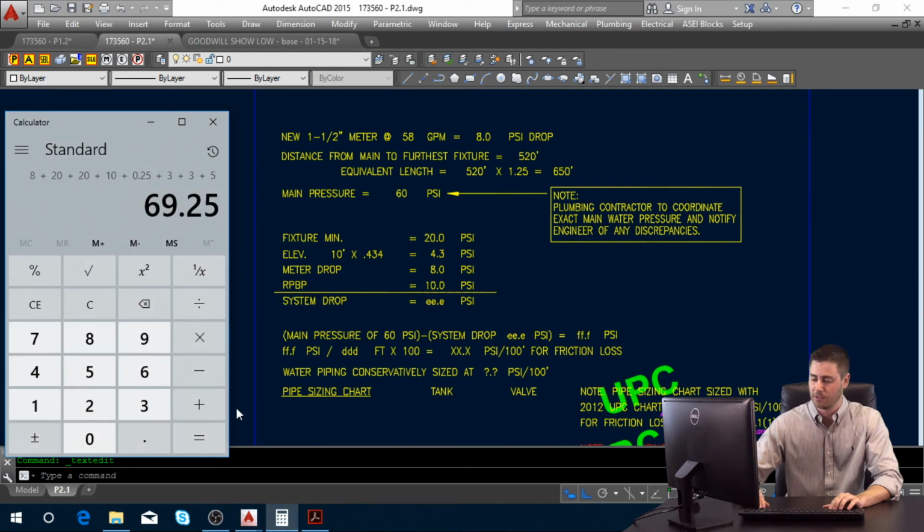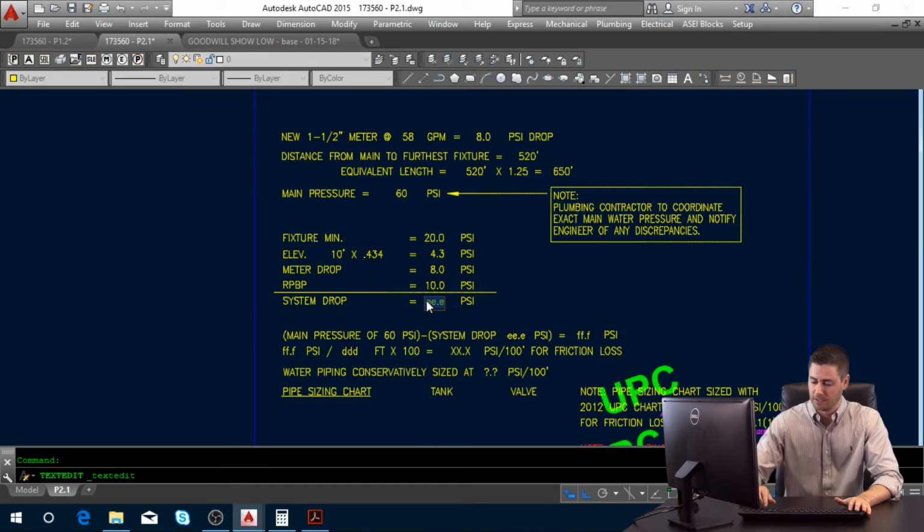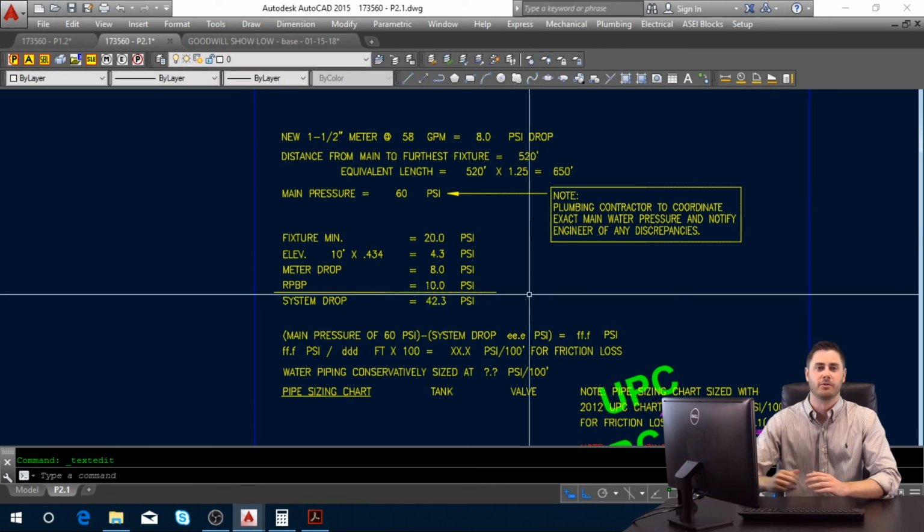So go back to my calculator. I have 20 plus 4.3 plus 20 plus 4.3 plus 8 plus 10, which gives you 42.3. Edit this to show 42.3. And that is your system pressure drop.